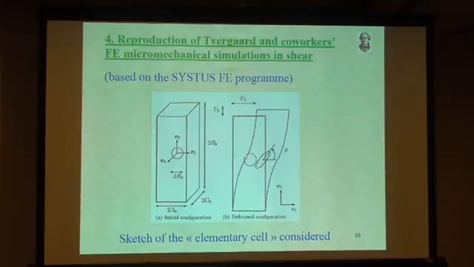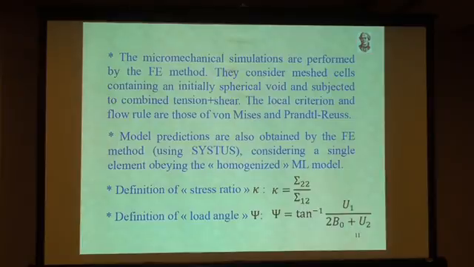So you see that the initially spherical void becomes roughly ellipsoidal, it rotates, the shape changes, and the rotation also changes. The micromechanical simulations are performed by the finite element method. They consider meshed cells. I didn't show the mesh in the previous figure, but they are completely meshed. They contain an initially spherical void. They are subjected to combined tension and shear. And the local criterion and flow rule are those of von Mises and Prandtl-Reuss.